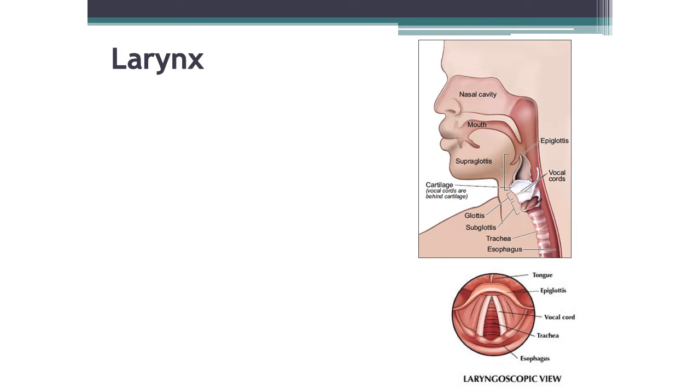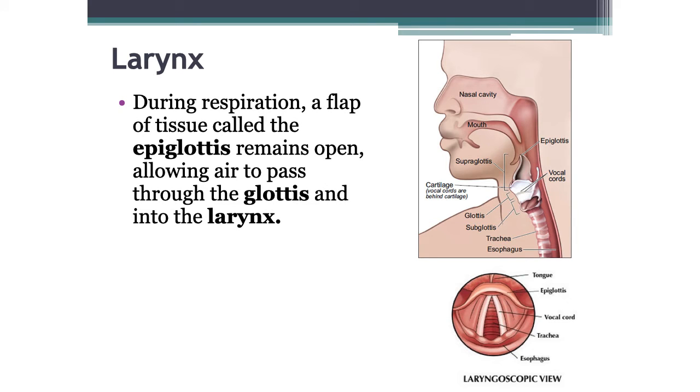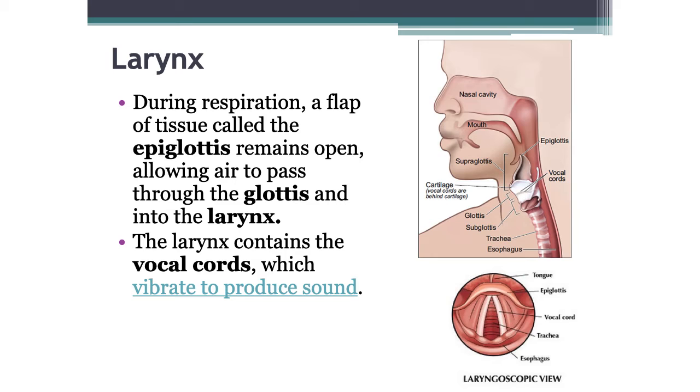Next down is the larynx. During respiration, a flap of tissue called the epiglottis remains open, allowing air to pass through the glottis into the larynx. The larynx contains the vocal cords, which vibrate to produce sound. So your vocal cords are in the larynx. We know the epiglottis helps to protect from things going into your lungs.